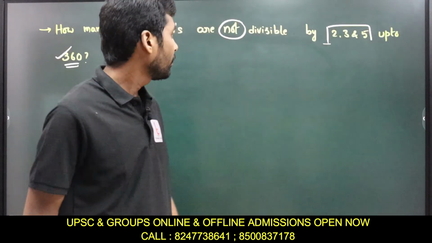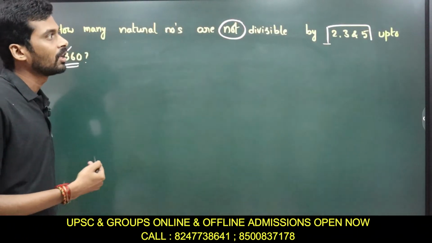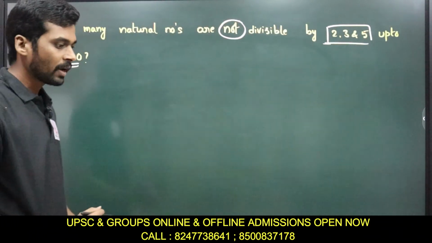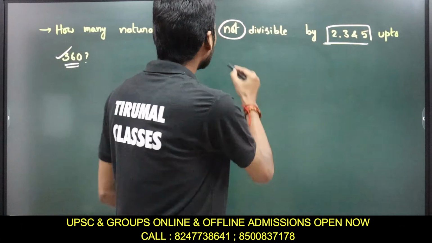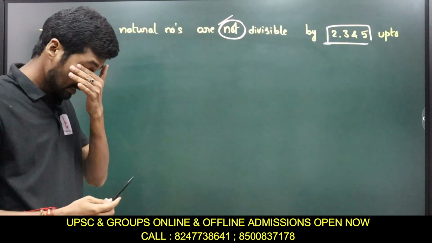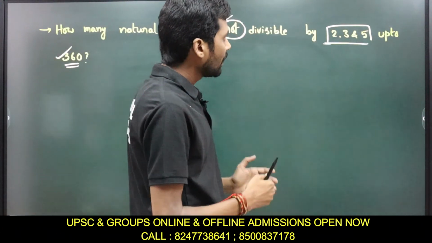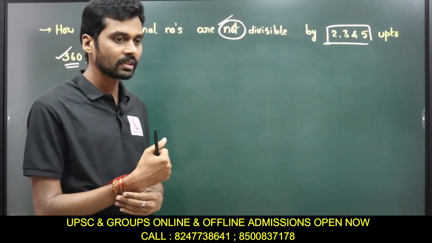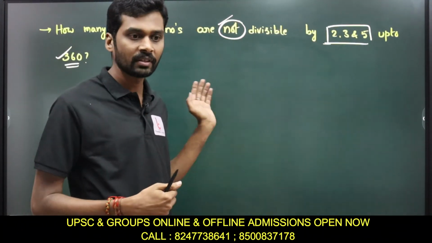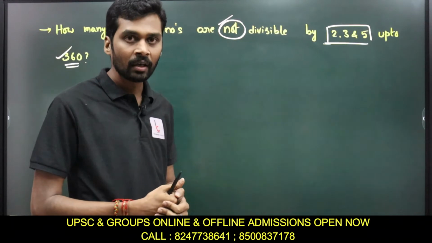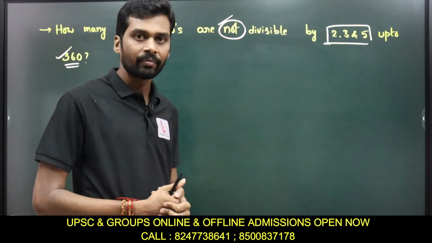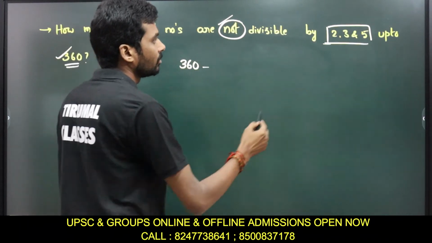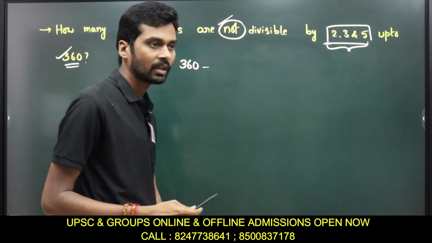Okay, so the problem is, how many natural numbers up to 360 are not divisible by 2, 3, 5? To find this answer, when the condition "not divisible by" is given, we first have to subtract the numbers. Because numbers are there up to 360, from the total 360, I have to subtract the numbers which are divisible by 2, 3, 5.